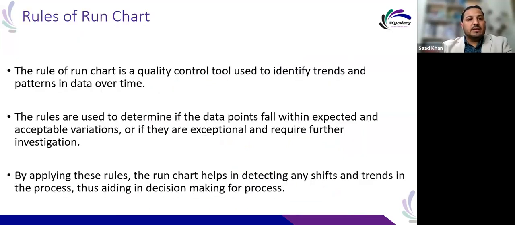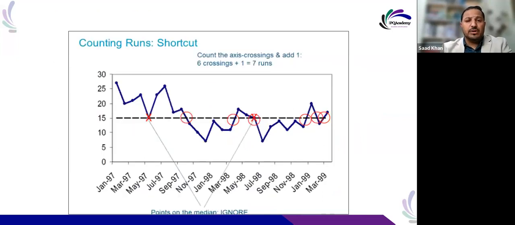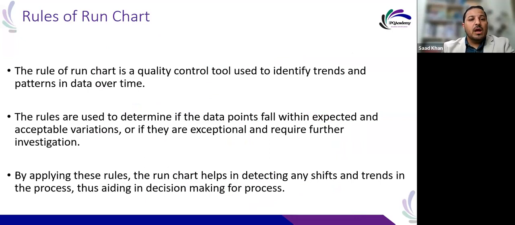Okay, and next, the rules of the run chart. This is one of the important things which you have to understand, how to plot it, and what are the different types of labeling methods of a run chart. Now, how to understand the rules. So the rules of the run chart: in quality, it is a quality control tool which you use to identify the trends and the patterns over a period of time.